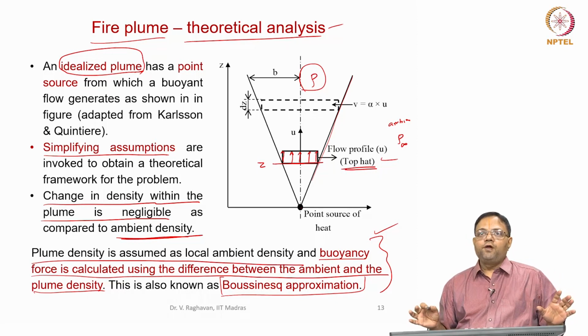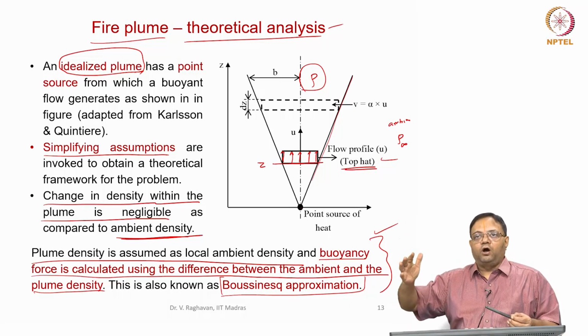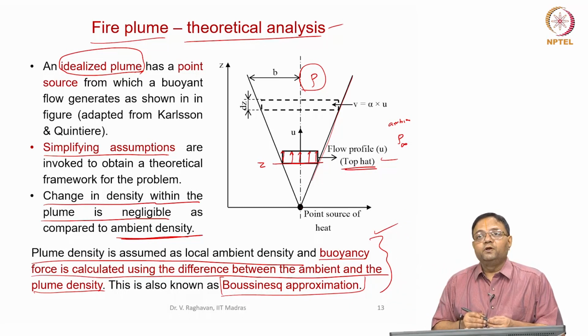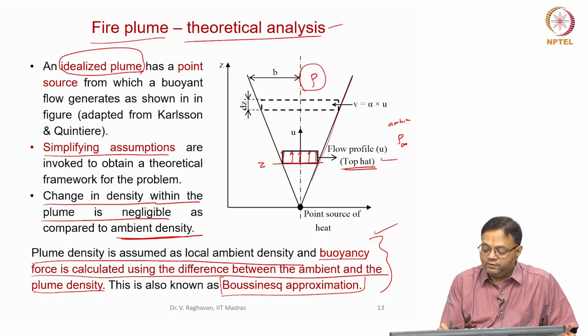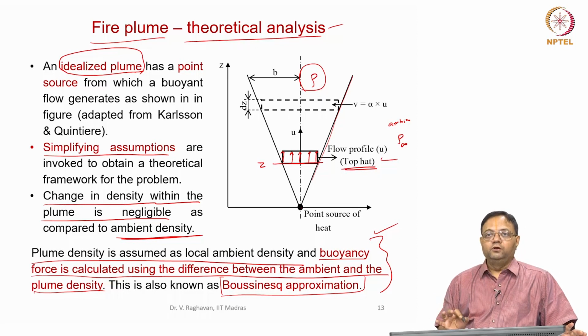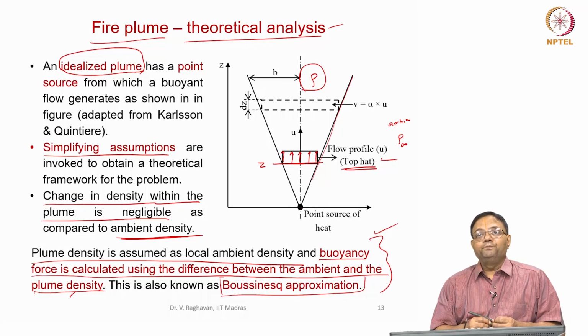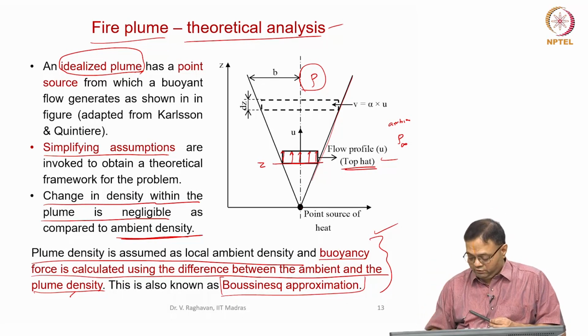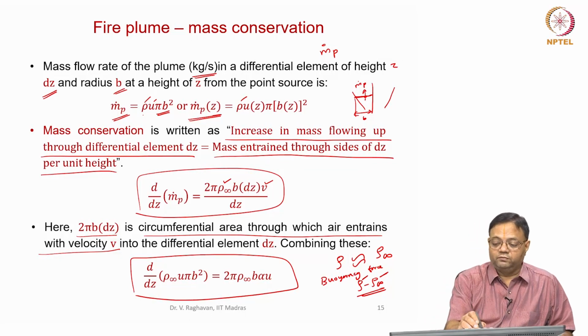Since the ambient density outside the plume is not going to be different, we can make this approximation. But to calculate the buoyancy force, the difference between the ambient and the plume density is taken, where the plume density is calculated as a function of the plume temperature itself. So this is the approximation we are making to get this particular expression for the mass conservation.